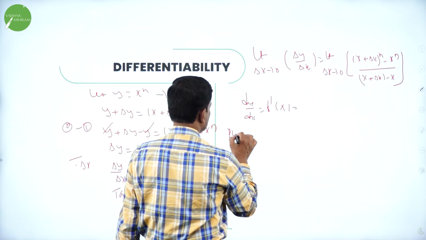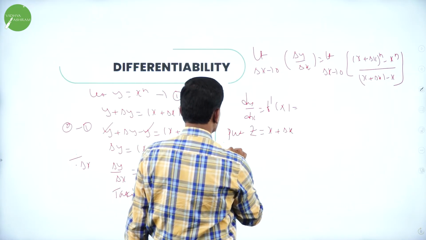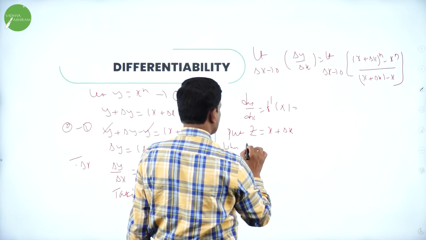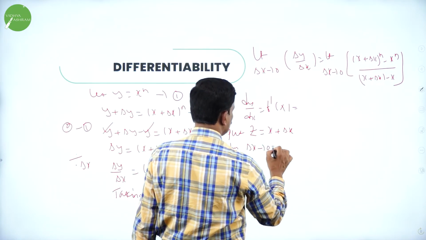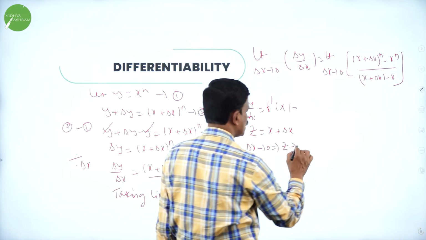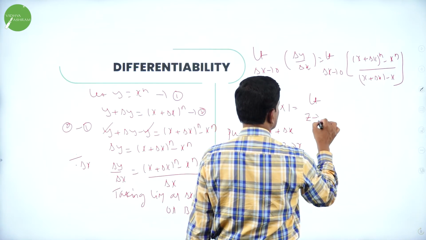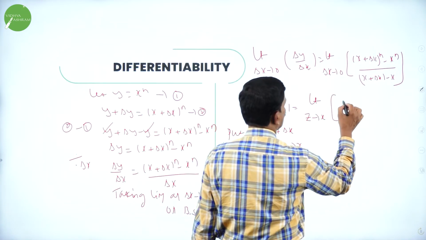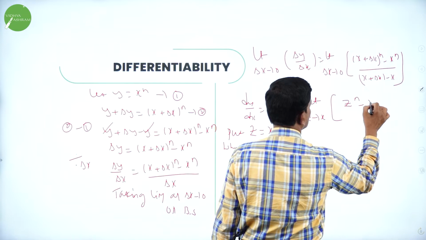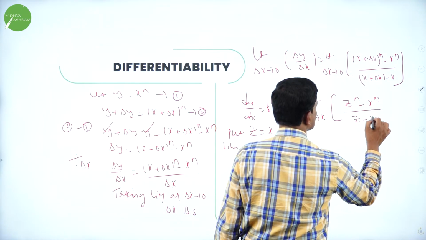Now let us put z is equal to x plus delta x. So when delta x tends to 0, this implies z tends to x plus 0, that is x. So this limit, delta x tends to 0, converts to z tends to x of z to the power of n minus x to the power of n, divided by z minus x.